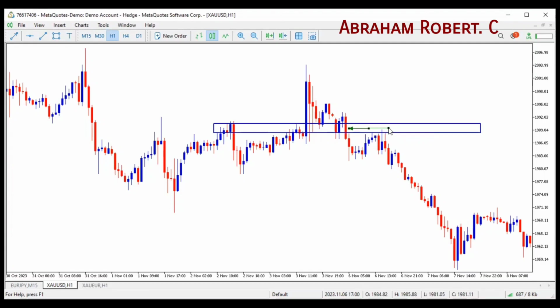Now, when the structure is broken, you don't enter. Like so many persons will enter on this particular candlestick. So many traders, this is their entry. I'm not saying that they are wrong, but it's not wise. Many times the market will break and fake you out.